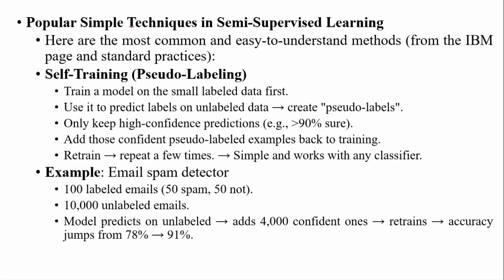What are the popular simple techniques in semi-supervised learning? There is self-training, which we also call pseudo labeling. They train a model on a small labeled data set, use it to predict labels on the unlabeled data set, and create pseudo labels. Only keep the high-confidence ones, above 90 percent or 85 percent. Add those confident pseudo labels back to training. Then retrain and repeat. It is simple and works with any classifier.